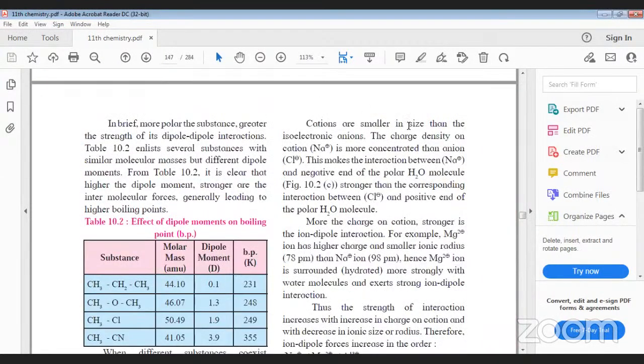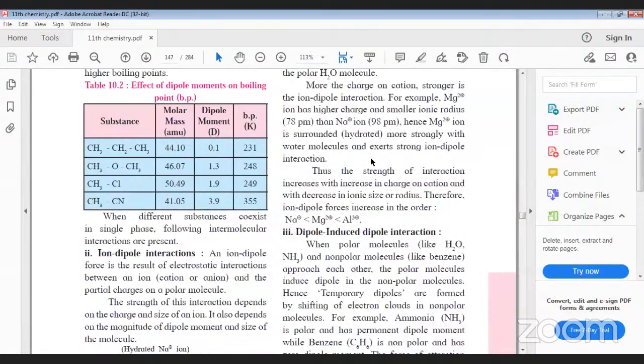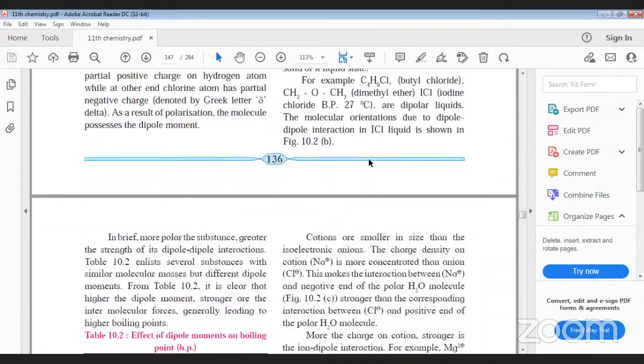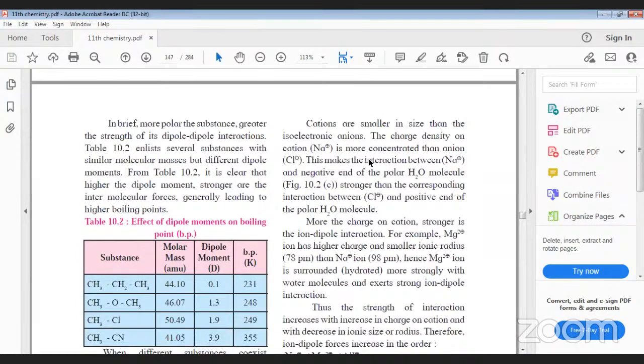Now, cations are smaller in size than the isoelectronic anion. You know cations. What are cations? Positively charged ions. And how do cations form? By giving up electrons. When an atom loses its electron, a cation forms. So electron loss means a decrease in size. Suppose sodium has atomic number 11. In order to form the sodium plus cation, sodium will release 1 electron, correct? So it will form Na plus ions. So Na plus ions will be smaller compared to the Na atom. That's why cations are smaller in size than the isoelectronic anions.